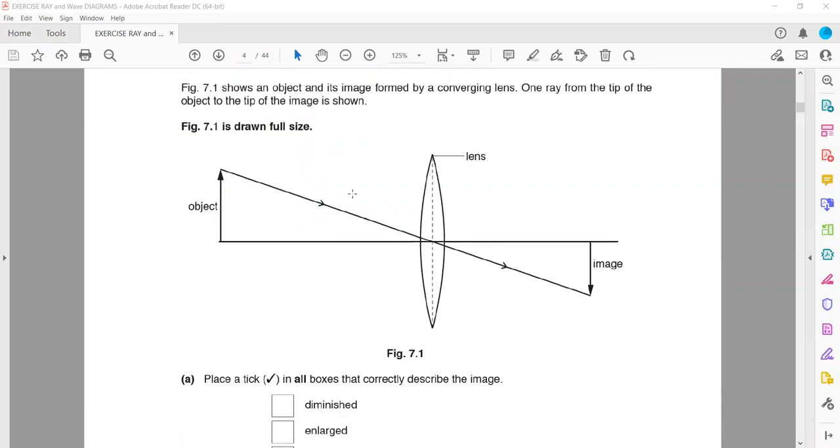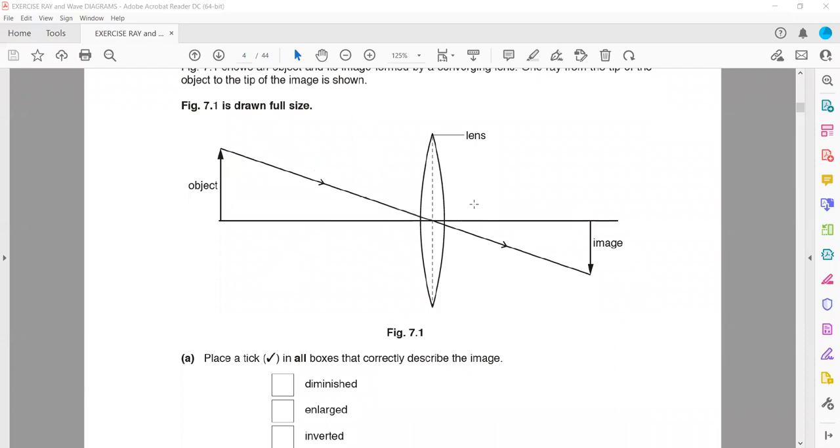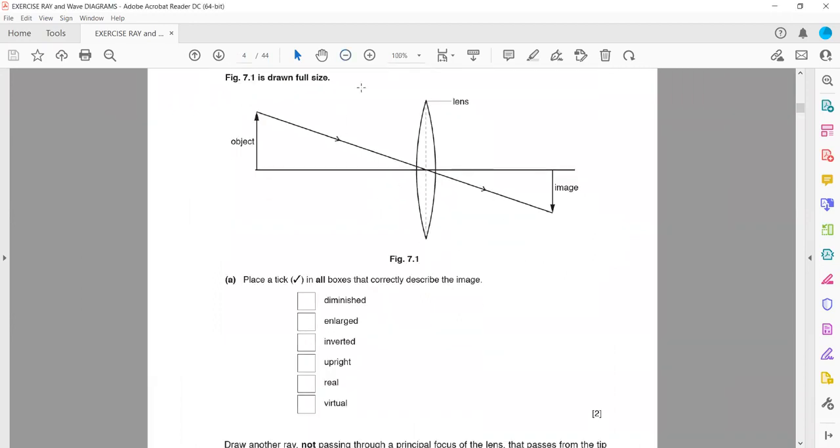And figure 7.1 shows an object and its image formed by a converging lens. Whenever the object and image are on different sides, this will always be a real image. And you can see real images are always inverted by a convex lens.